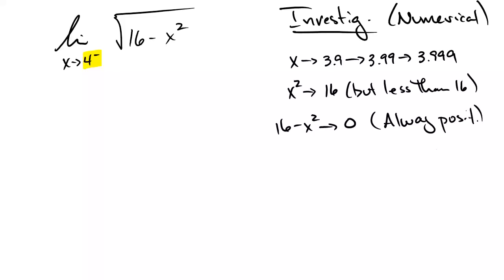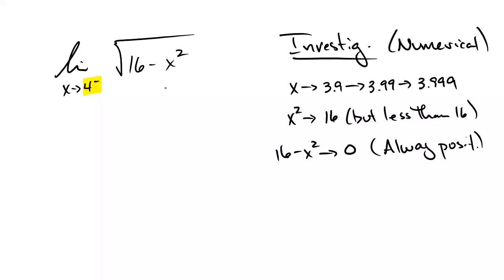The reason that's important is that since 16 minus x squared is approaching 0, but from the positive side, the square root of that will also approach 0. If we had approached 4 from the right, we would have gotten values that were greater than 16 for x squared, and the square root that we'd be taking would be negative, and that limit would fail to exist.